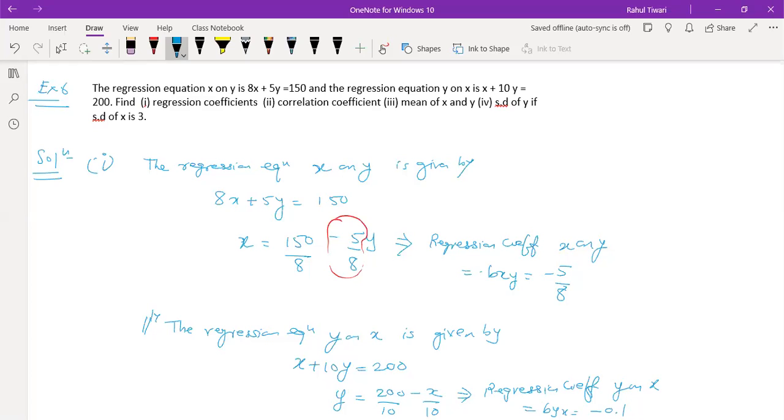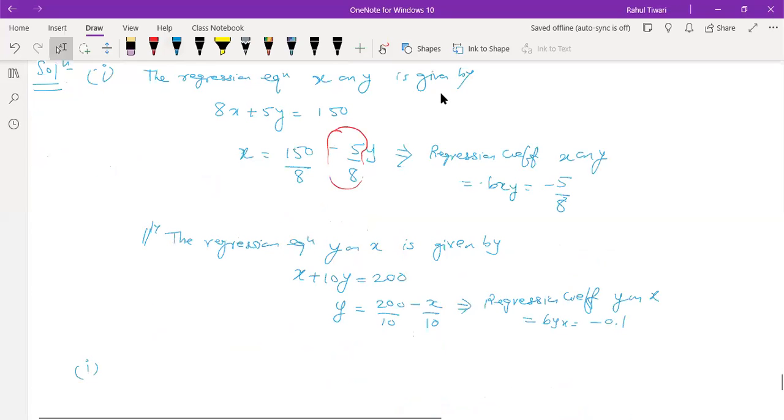So you must read this properly. It is regression coefficients, not simply regression coefficient. If it is singular, then you need to obtain any one, but here it is plural, so you have to obtain both. Okay, let's go ahead to the second part.